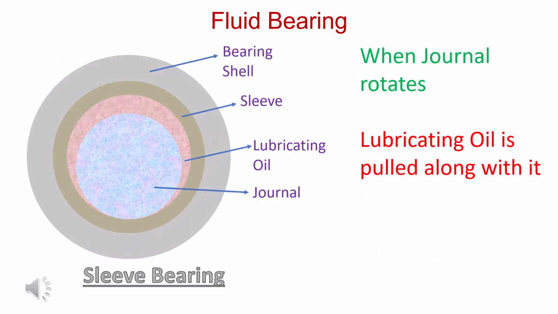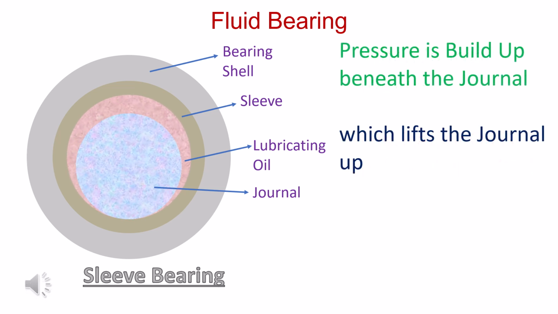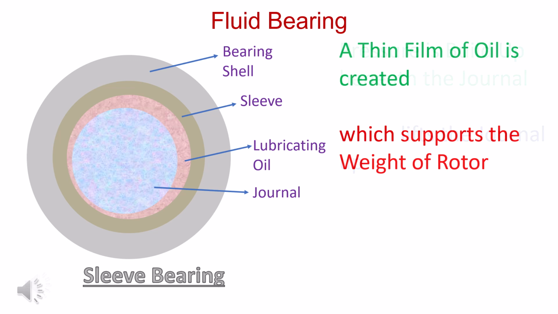When the journal rotates, lubricating oil is pulled along with it. Pressure is built up beneath the journal, which lifts the journal up. A thin film of oil is created, which supports the weight of the rotor.